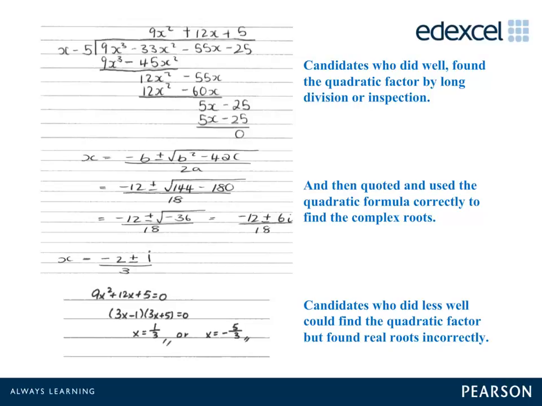Candidates who did well found the quadratic factor by long division or inspection, and then quoted and used the quadratic formula correctly to find the complex roots. Candidates who did less well could find the quadratic factor, but found real roots incorrectly.